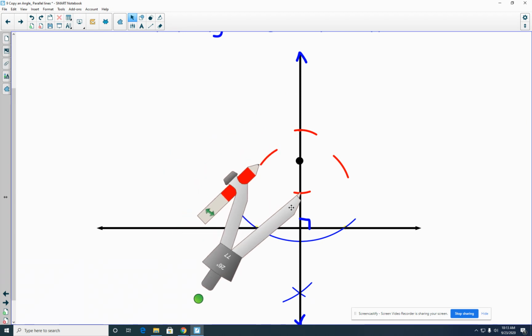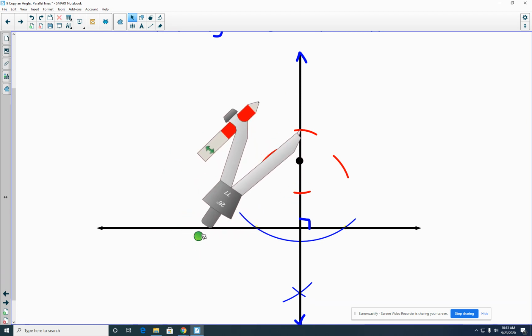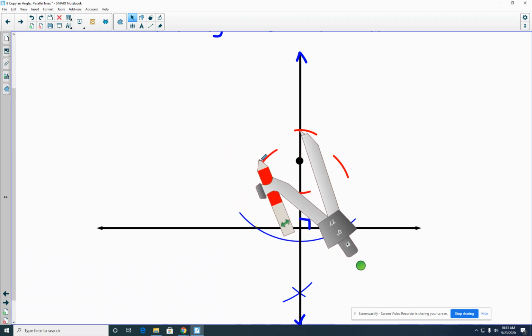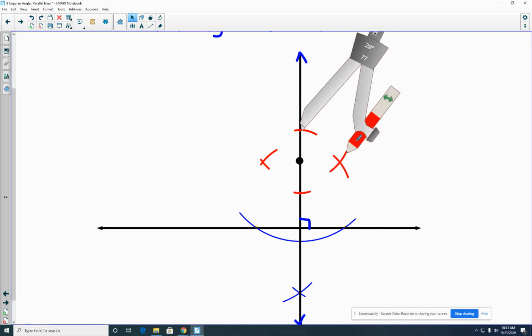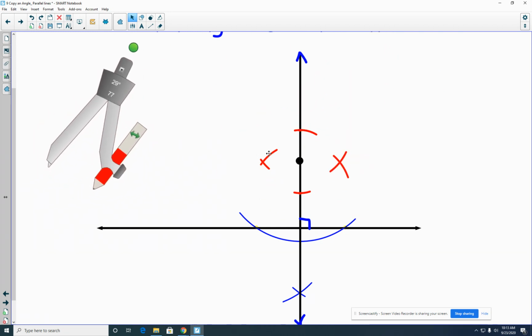Flip it around, go to the other endpoint, arc, and arc. If you notice here, my arc's just about crossing. So it's why we always make the arcs a tad bit longer the first time, so that you can make sure you get an intersection. Connect through now.